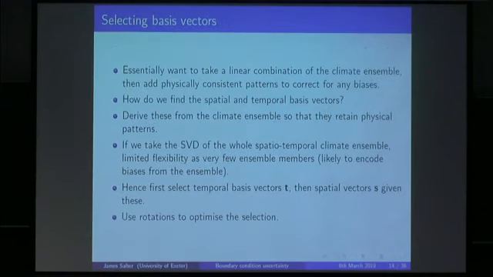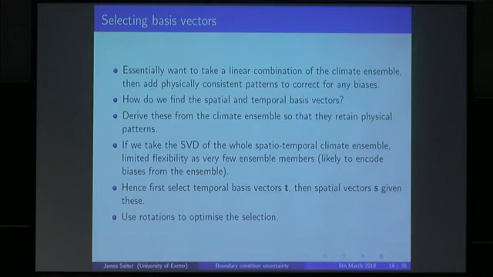So the key thing to do at this stage is: how do we select these basis vectors? Essentially, we want to combine the information that we have from the ensemble in such a way that allows us to get closer to the historical observations of temperature. This is similar to stuff that Danny talked about yesterday. We want to rotate the basis so that we highlight key features which are useful for explaining observations. We're going to derive these from the climate ensemble because we hope that they contain some useful physical patterns, and we want our boundary condition to somehow respect the physics.